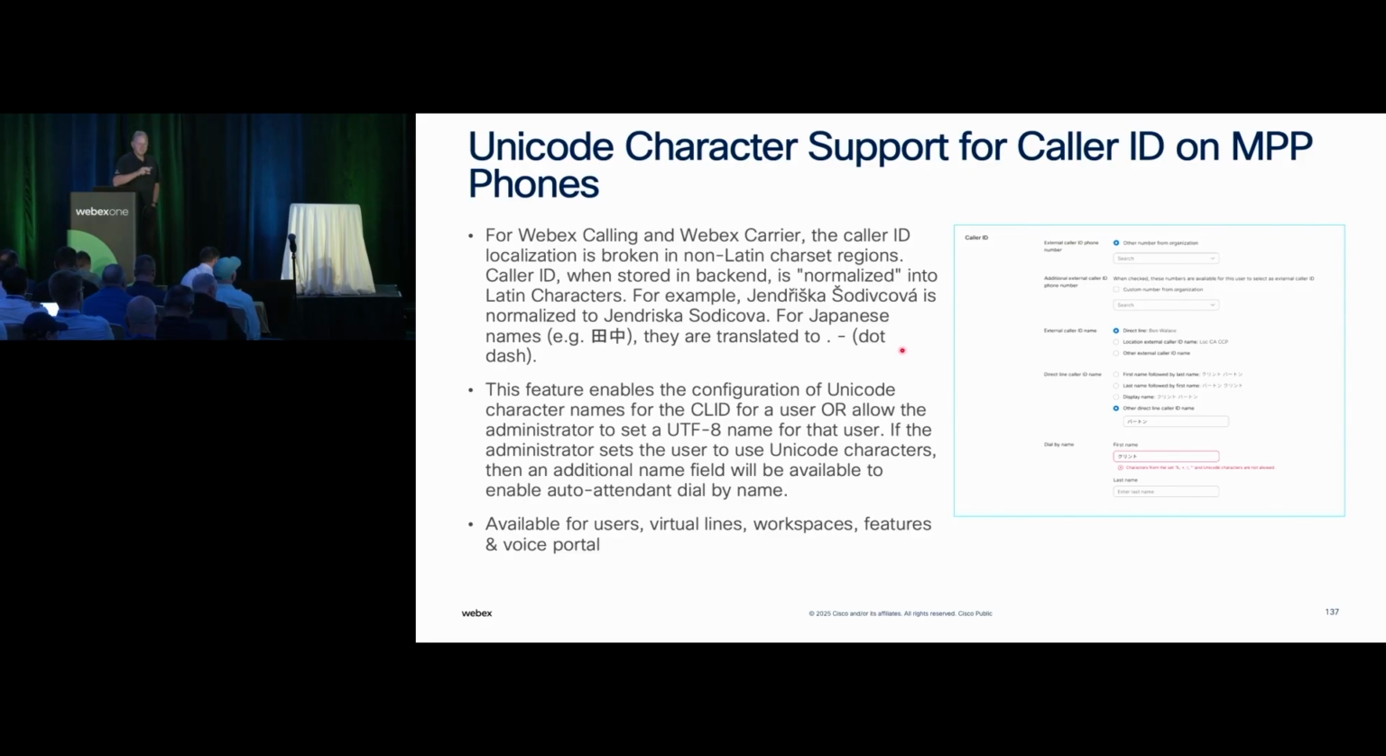So basically, to solve this problem for Japanese customers, we introduce new UTF-8 fields here where they can actually put in caller ID names in their locale, and we will then use these names on MPP phones. And this obviously also applies to other countries where this challenge exists, starting from Germany, where we have umlauts, to Slovak languages, and of course also for Japanese.